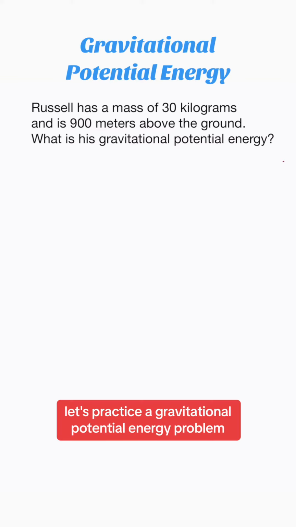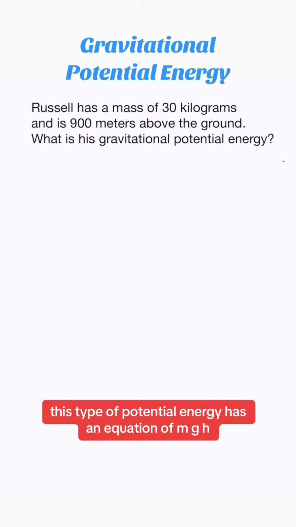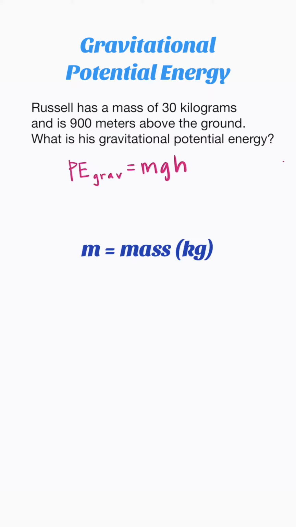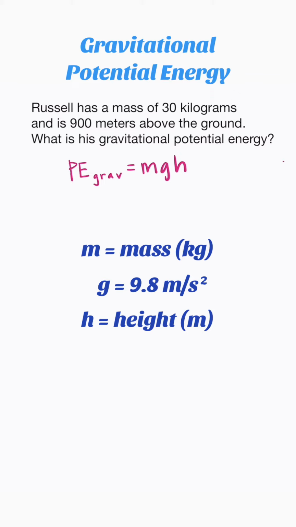Let's practice a gravitational potential energy problem. This type of potential energy has an equation of mgh, where m stands for mass in kilograms, g is a constant of 9.8 meters per second squared, and h is height measured in meters.